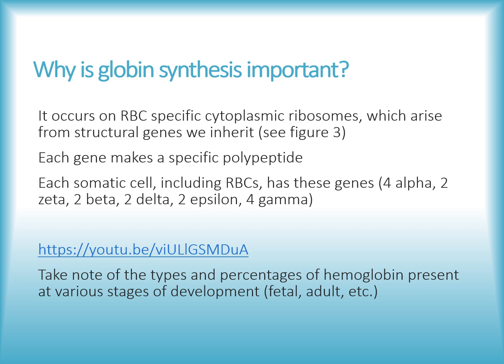Okay, so we've talked about our heme groups, and now we're going to talk about our globin chains. If you recall, back to the days of your biochemistry class in college, you probably talked a little bit about hemoglobin and porphyrin chains. Globin synthesis is really important because it occurs on red blood cell specific cytoplasmic ribosomes, and these arise from structural genes that we inherit.